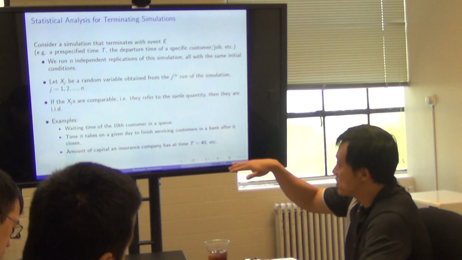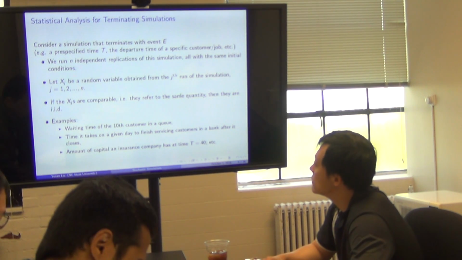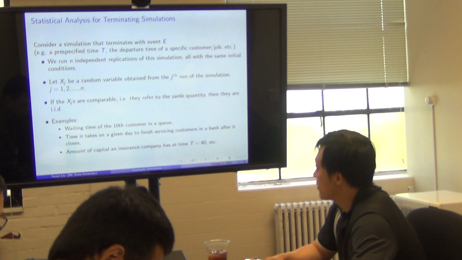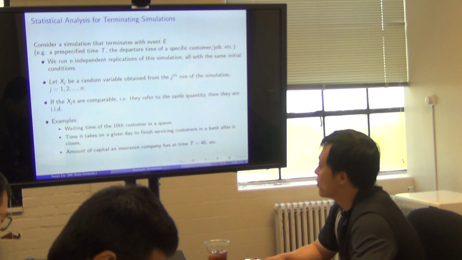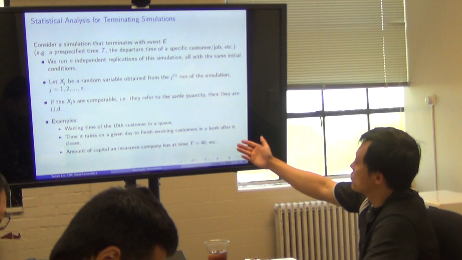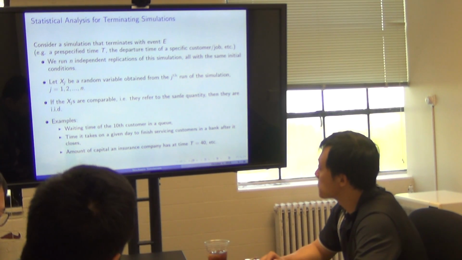Like day 1, day 2, day 3 behavior. We're using the same initial condition, so you can regard the outcomes to be IID. Let x_j be the random variable obtained from the jth run of the simulation. If the x_j's are comparable, they refer to the same quantity, then they're treated as IID because you have an initial condition that is the same.